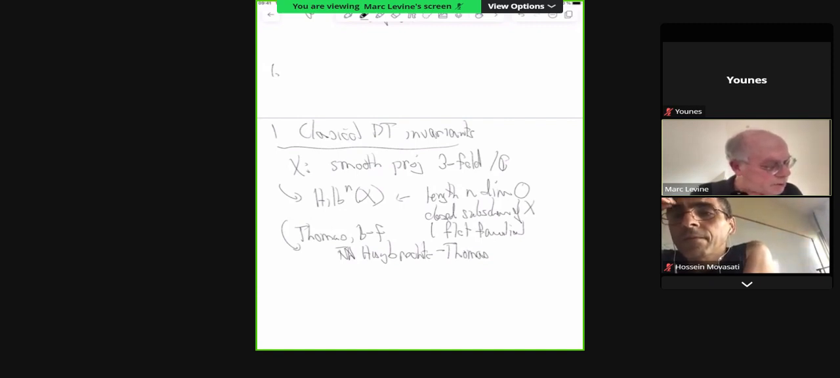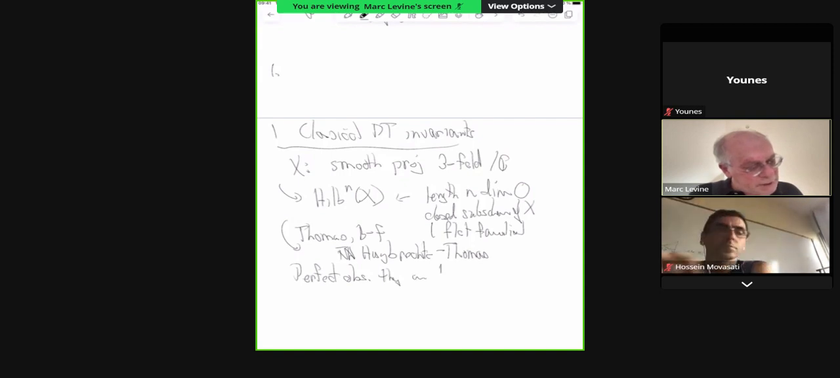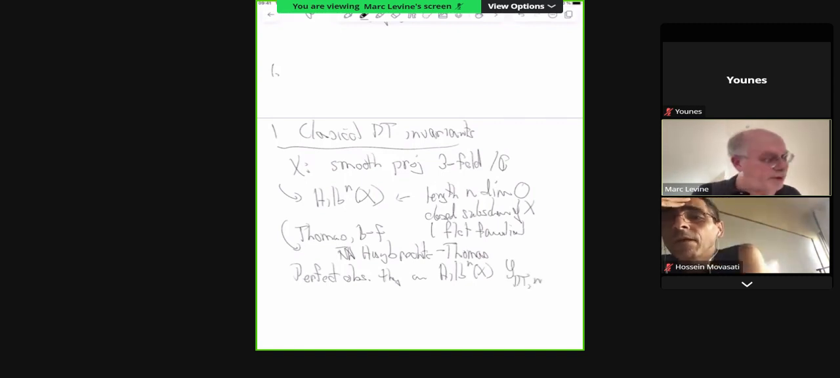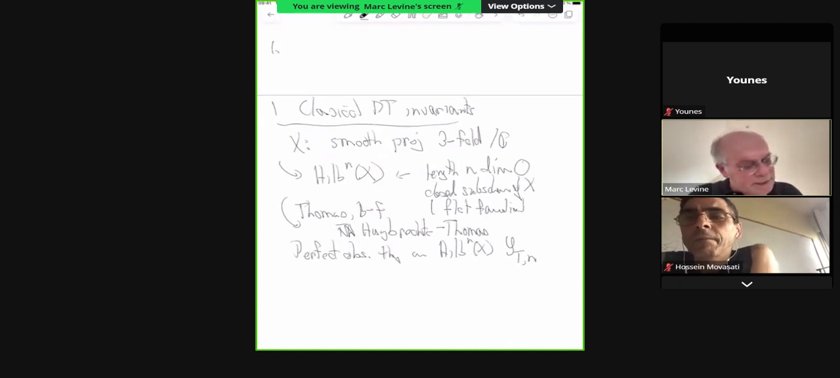You get a so-called perfect obstruction theory on the Hilbert scheme. Let me call that phi_DT^n, or maybe Thomas is better, just call it phi_T^n. What this is, it's a map from essentially a two-term complex to the cotangent complex of the Hilbert scheme. Whatever, associated to this, you have a virtual fundamental class.